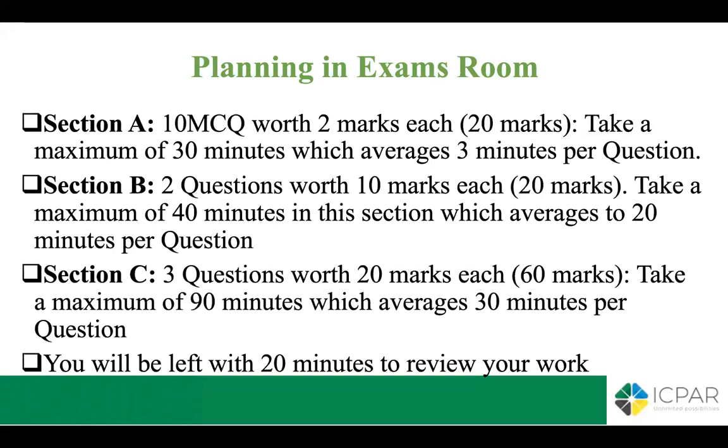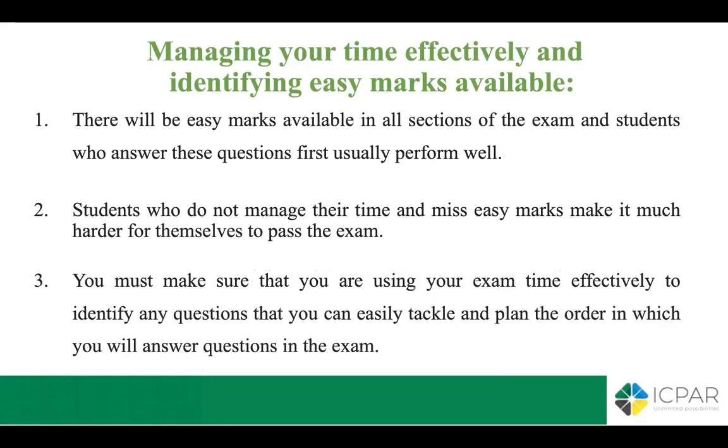Remember, in management accounting, you are pressured with time. Time is not enough, so allocate your time appropriately. Section A, we have said, take only 30 minutes. If you take more than 30 minutes, you will run out of time. In section B, take averagely 40 minutes, 20 minutes per question, because there are 2 questions worth 20 marks each. In section C, take averagely 90 minutes, in other words, 30 minutes per question. If you follow that, you will be remaining with 20 minutes to review the entire work.